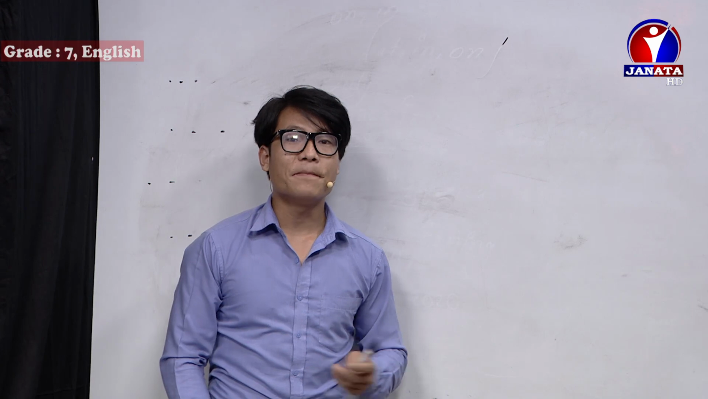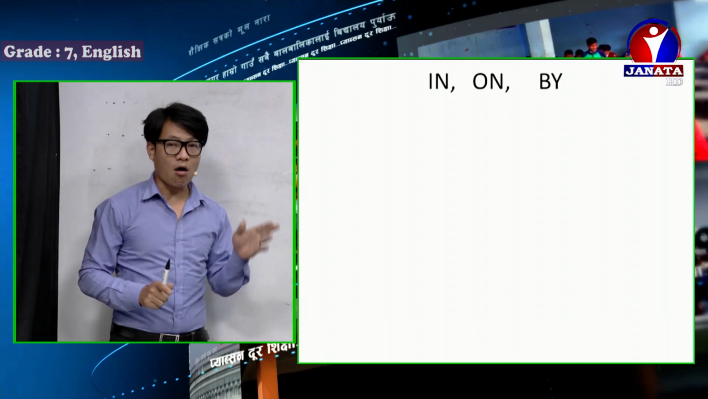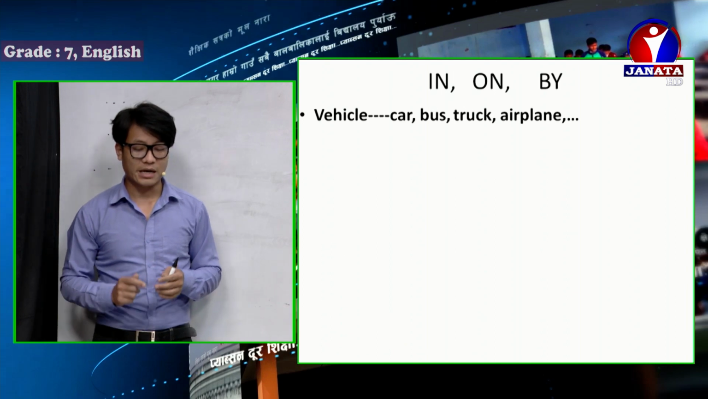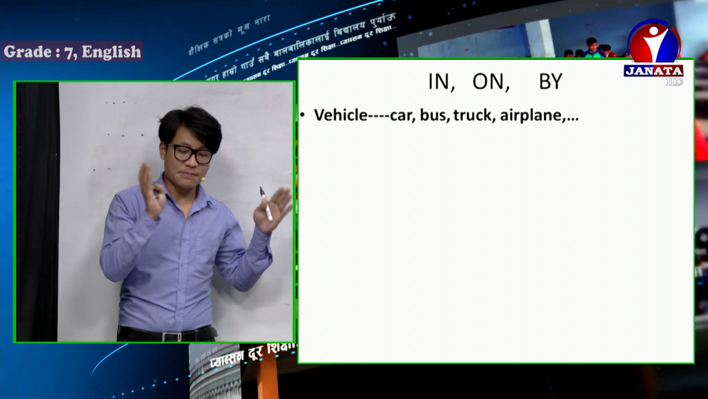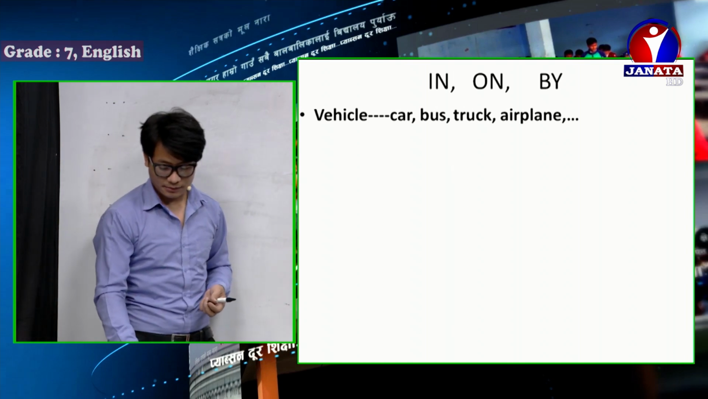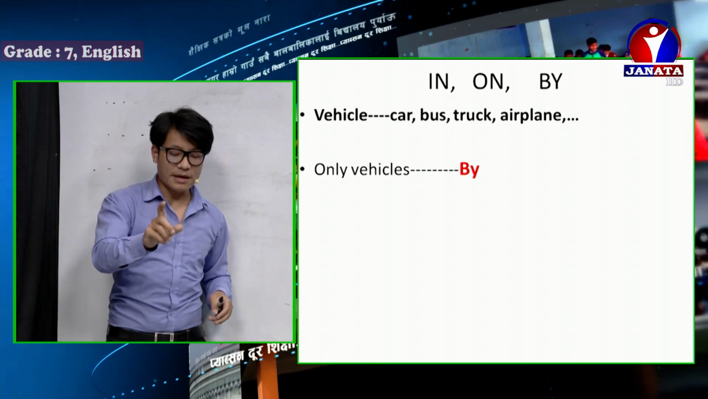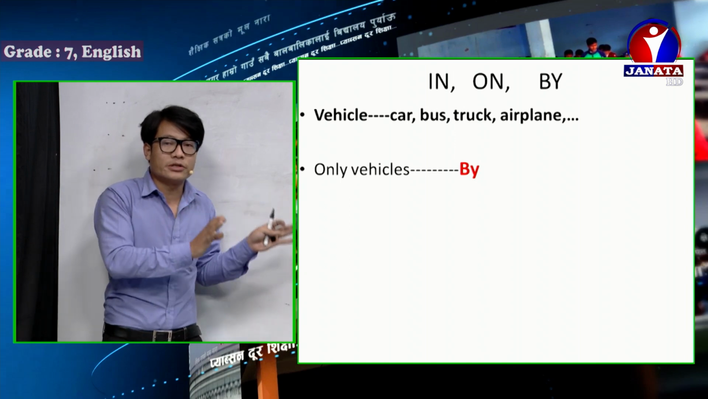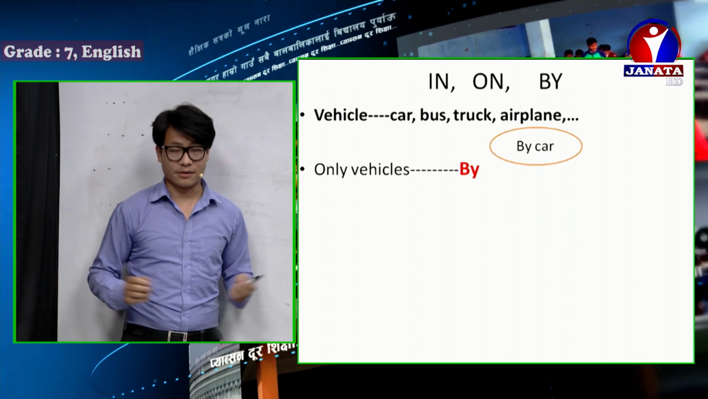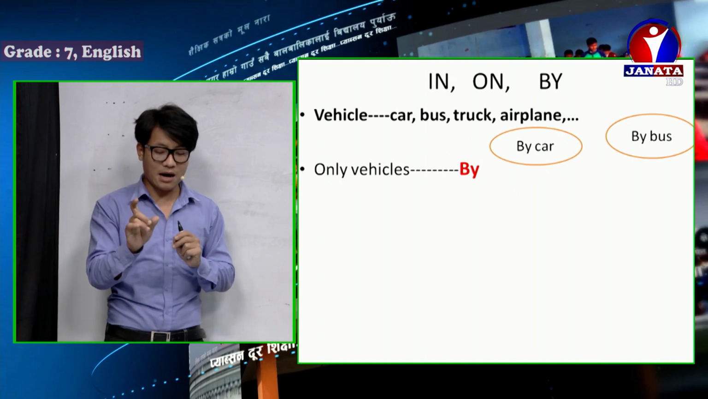Okay. Now next, in, on, by. Most of the students get confused while using the prepositions on, in, by with a vehicle. A vehicle means, obviously you know, bus, truck, airplane, car, jeep, and bike. With these vehicles, how to use these three prepositions, in, on, by. Let me now give you an example. If there is only a vehicle, no other words with the vehicle, then we use the preposition by. It doesn't matter whether it is a personal vehicle or public vehicle, but if there is just a vehicle, then we use by, like by car, by bus, because bus and car are standing there alone. So by car, by bus.